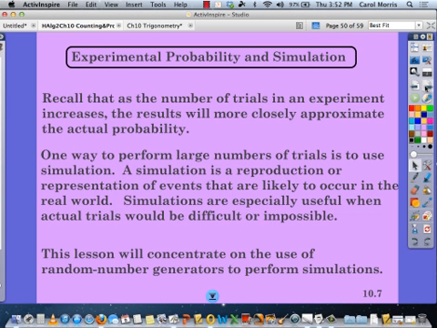This lesson will concentrate on the use of random number generators to perform these simulations. So in order to perform these, we're looking for our graphing calculators to come into play quite a bit. If you don't have a graphing calculator, see if you can get your hands on one. It will definitely be helpful.